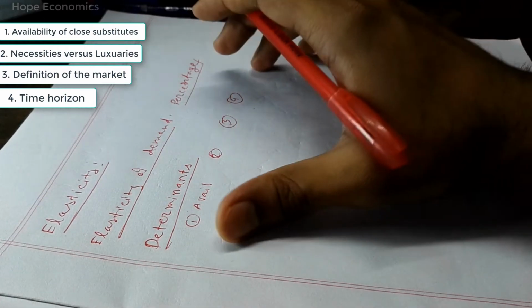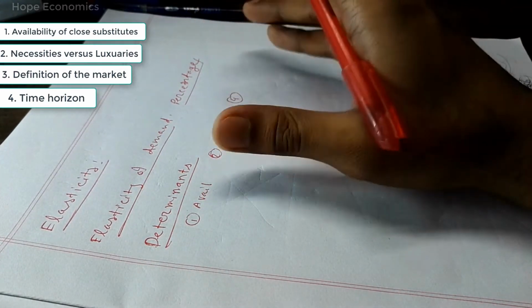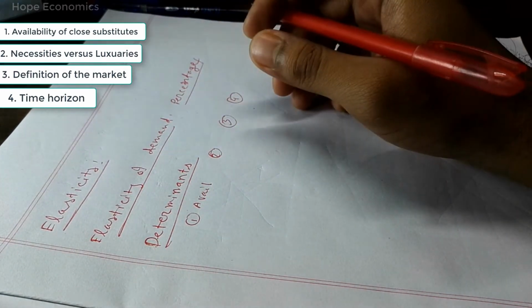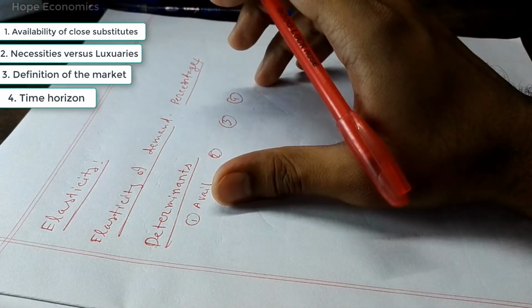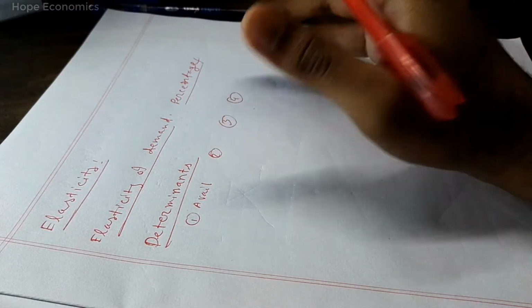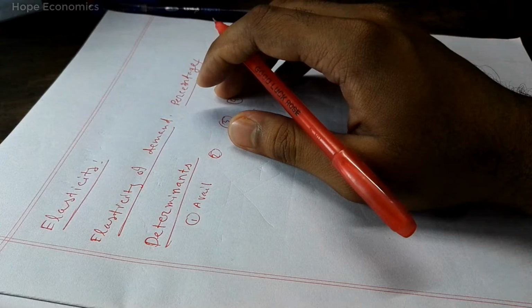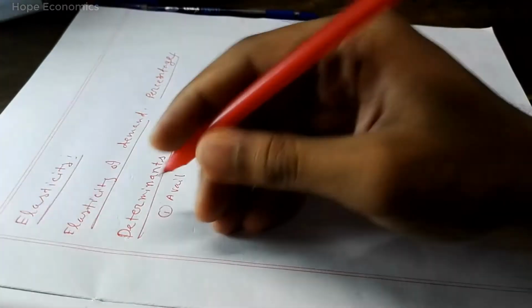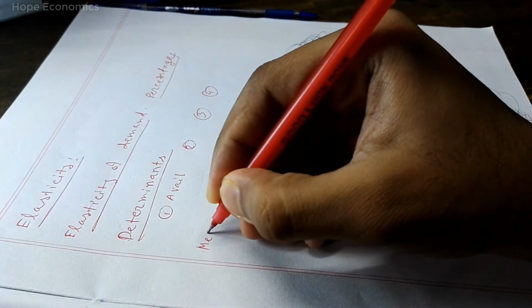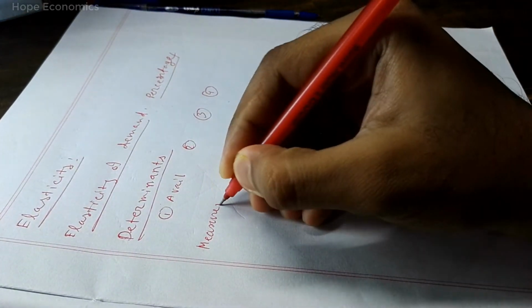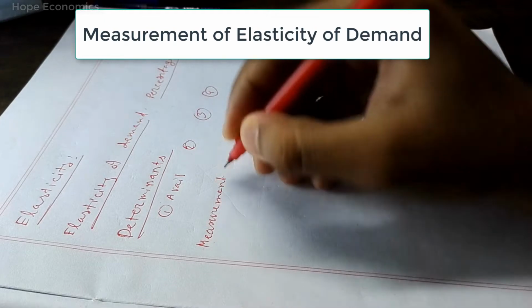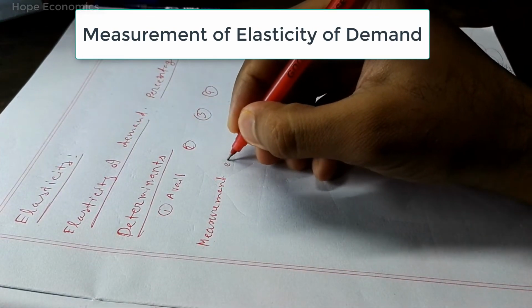So these are the four determinants of elasticity of demand that affect the elasticity of demand. Now we are going to see the measurement of elasticity of demand.